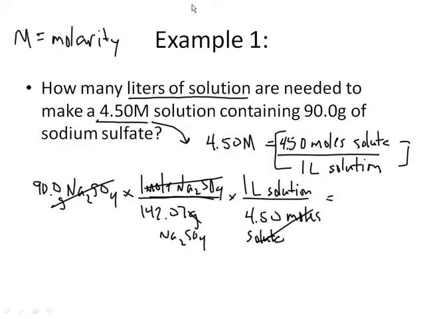So 90 divided by 142.07 divided by 4.5 gives me 0.14077, and I need 3 sig figs, so 0.141 liters. That's my answer.